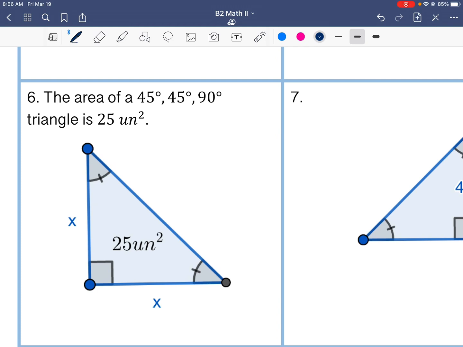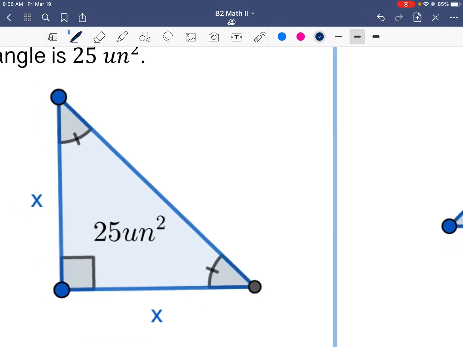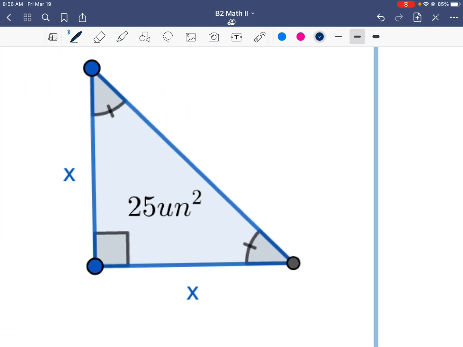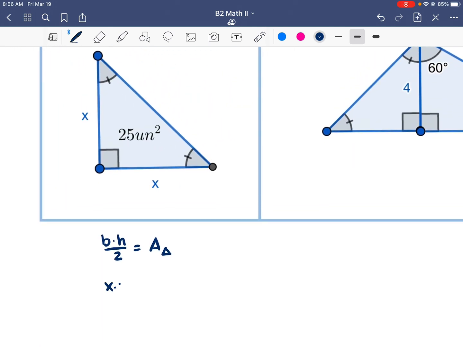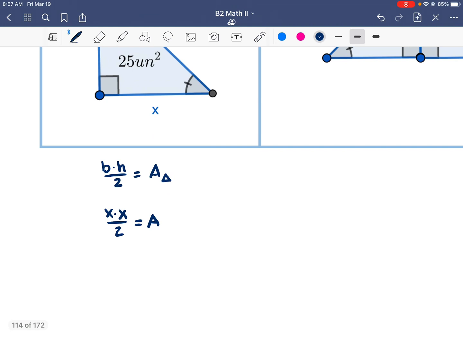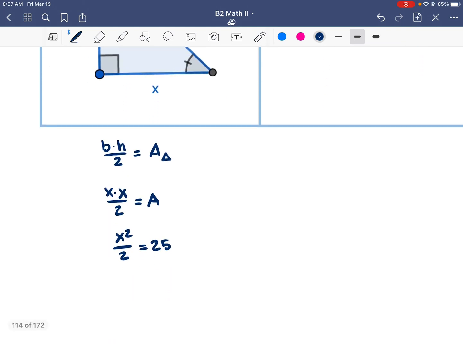Here's one. The area of a 45, 45, 90 triangle is 25 units squared. So this is like a new kind of question here. The area of a triangle, I will write this, is base times height divided by 2 equals the area of the triangle. In a 45, 45, 90 triangle, the base and the height are both the same, right? We have x and x. So this formula starts looking like x times x divided by 2 equals the area. X times x makes x squared. And then we have 25 over here.